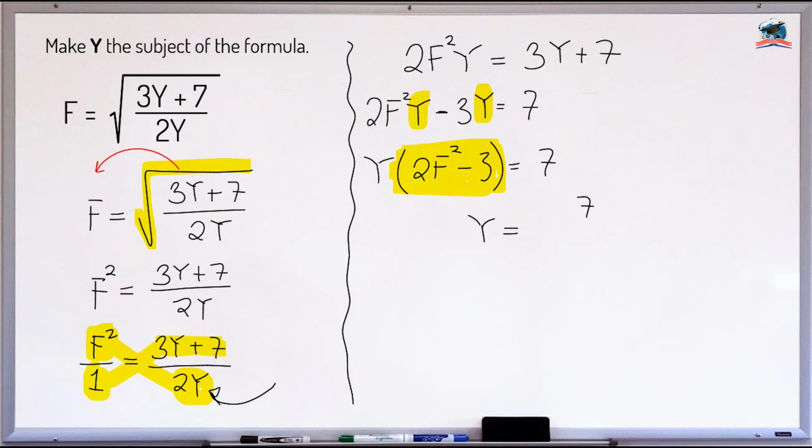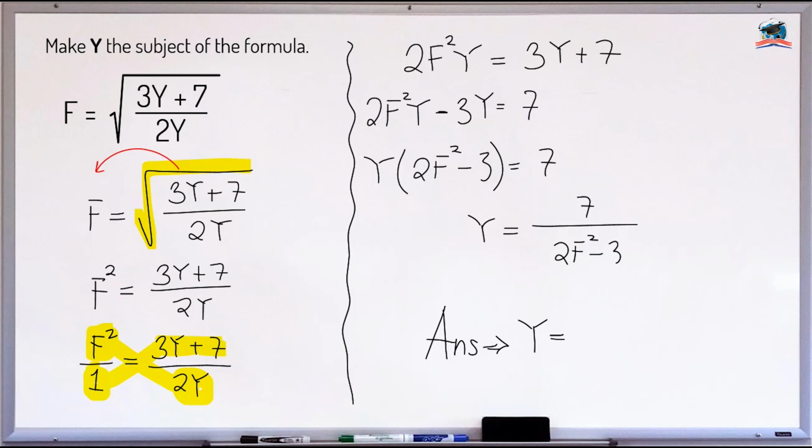We're going to have 7, and when it gets to the other side, it's going to divide. So we will have 2f squared minus 3. We don't need the brackets anymore, we have to remove them. Okay, remove the bracket. Let's tidy up there, and then let's do the other side. And that's our answer. Let's write it out. Answer: y is equal to, we've made y the subject, 7 all over 2f squared minus 3. Beautiful.